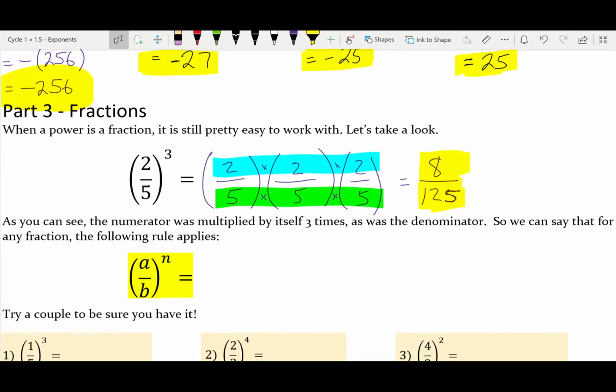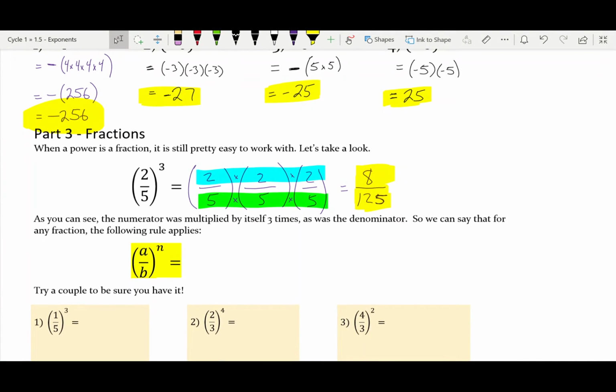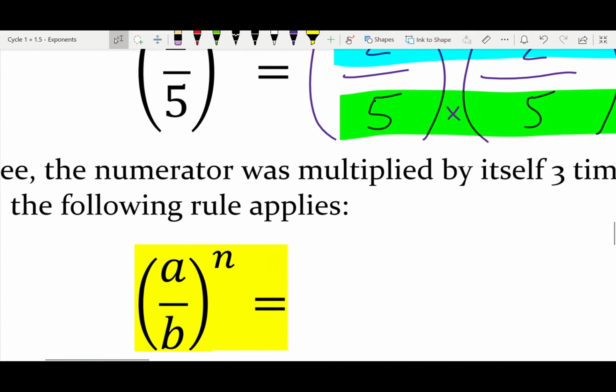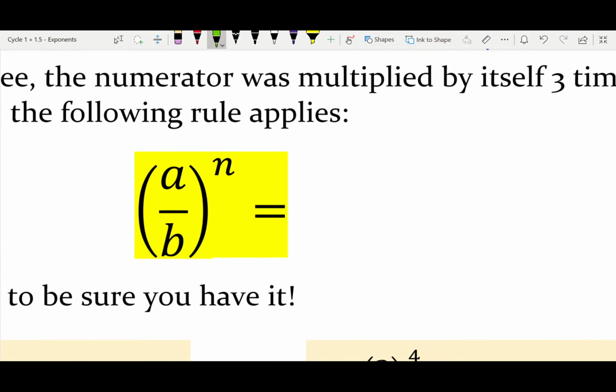So basically, we can make a rule for ourselves. When we're trying to make a rule, sometimes we use letters. So if we had a over b to the power some number n, all we're doing is basically a to the power n over top of b to the power n. Right? So basically this applies to both. The n value is happening to both terms.